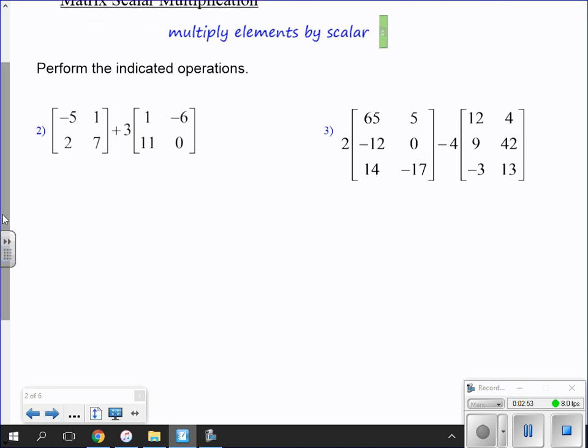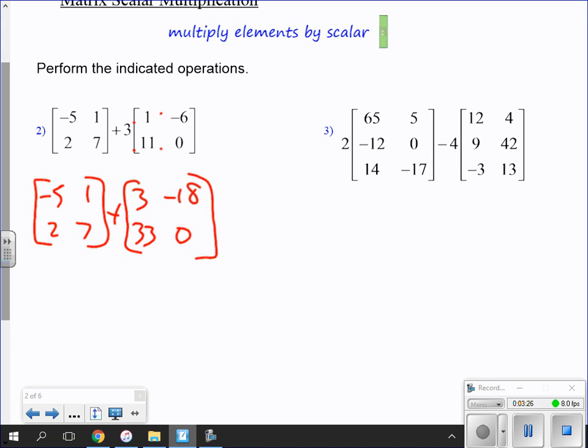So I want to perform these operations on this one here. I have the first matrix plus 3 times the second matrix. So I take the first matrix, negative 5, 2, 1, 7, and I want to add that to 3 times the second one. So I multiply the second one by 3, which means it's 3 times every element inside. So I have 3, 33, negative 18, and 0. And then I add these two matrices together. I add the corresponding parts.